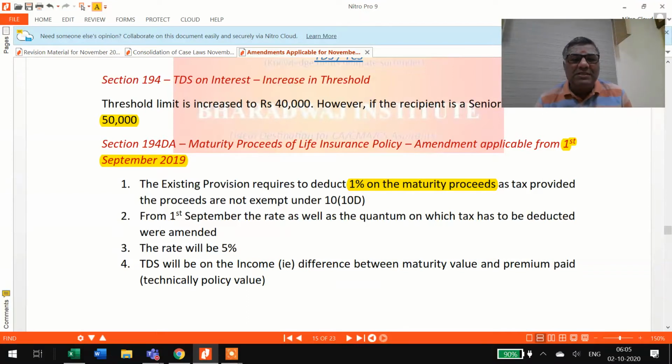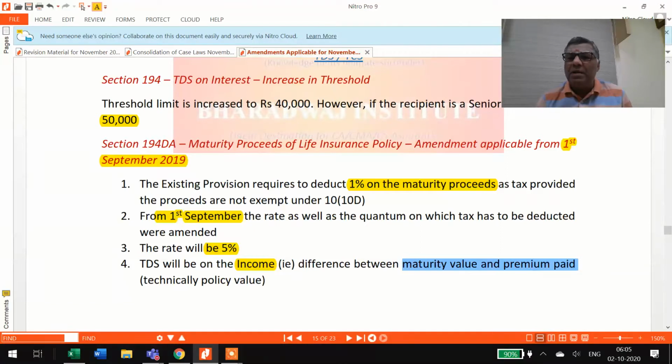From 1st September, the rate as well as the quantum on which tax has to be deducted were amended. The rate will be 5%. My dear friends, the rate will be 5%, not the 1%. But the biggest benefit is TDS will be on the quantum of income. What is income? Difference between maturity proceeds and premium paid.